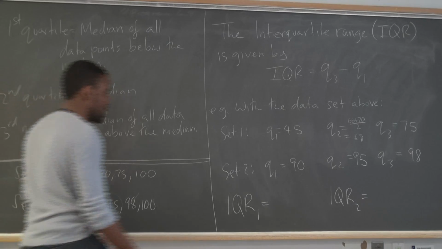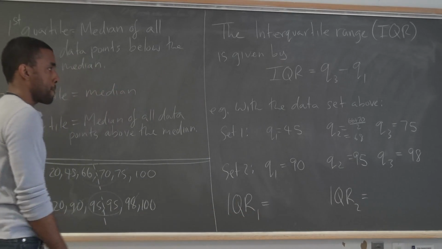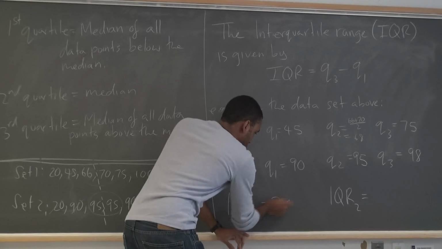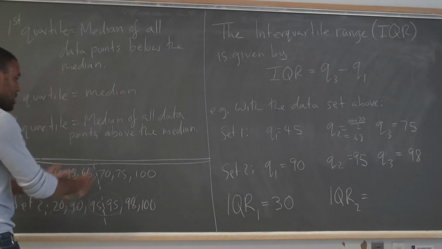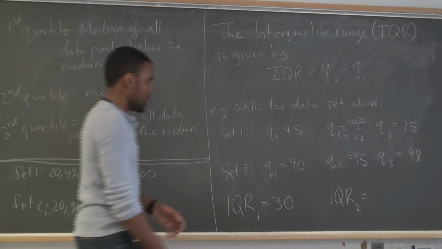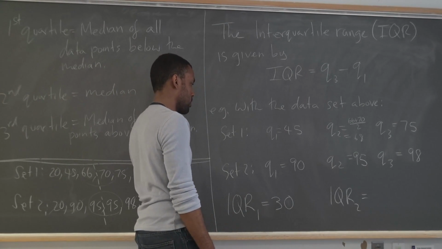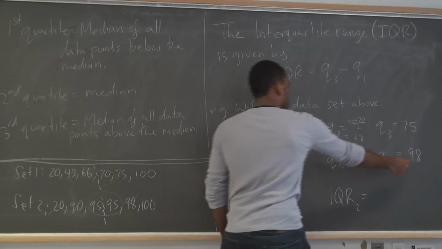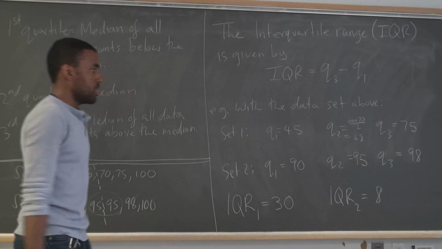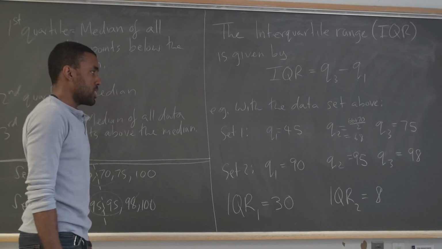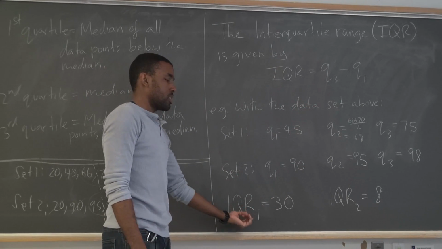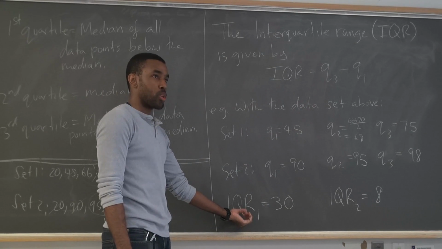What is the interquartile range for the first set? 30. You just take Q3 minus Q1. So in the middle of this data set, the range was 30. What is the interquartile range for the second one? 8. You take Q3 minus Q1, that's just 8. So that tells you, yeah, the first and last values were exactly the same, but the second one has the data a lot more spread out.